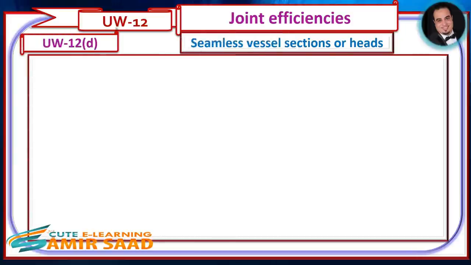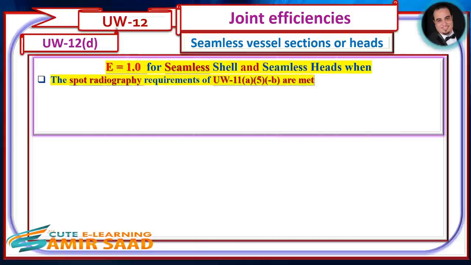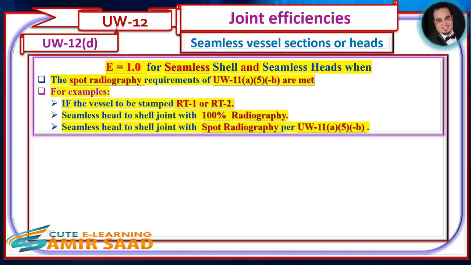UW-12(d). How to determine the efficiencies, E, of seamless vessel sections or heads. E equals 1 for seamless shell and seamless heads when the spot radiography requirements of UW-11(a)(5)(b) are met. For examples, if the vessel is to be stamped RT1 or RT2: seamless head to shell joint with 100% radiography; seamless head to shell joint with spot radiography per UW-11(a)(5)(b).